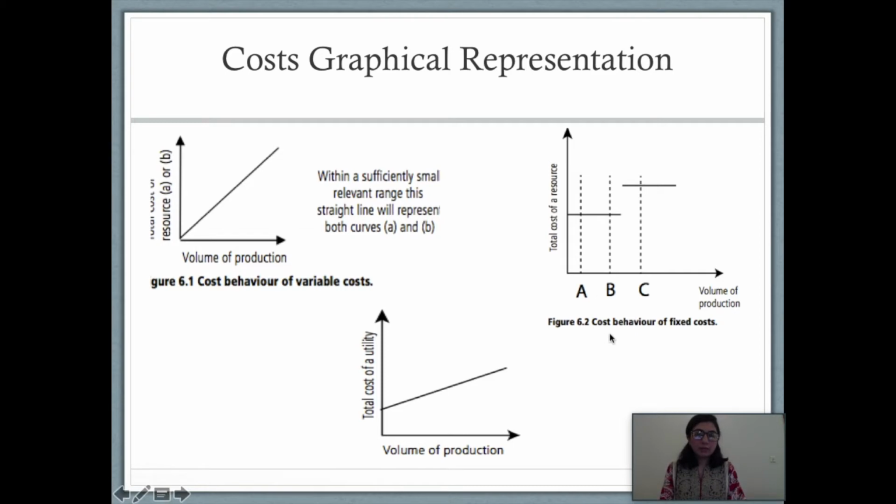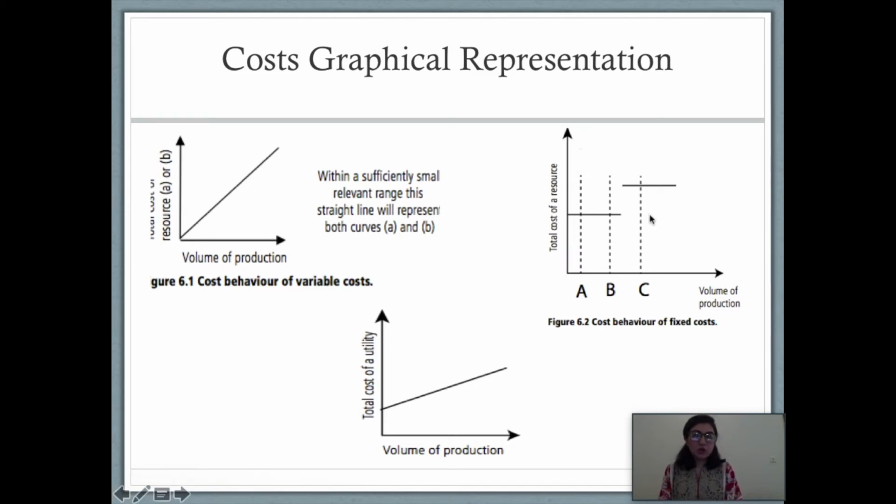Alright, coming back to cost behavior of fixed cost. Fixed costs are, as we said, fixed. They don't change with the change in volume. So again, the y-axis represents the total cost, and the x-axis represents the volume of production. As you can see, the fixed cost is a straight line. Why? Because it does not depend on the changing of the volume of the production, as I explained earlier.